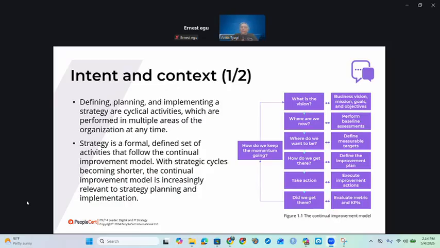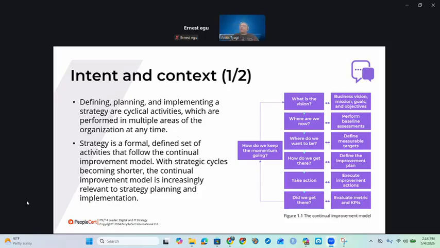Strategy is a formal, defined set of activities that follow the continual improvement model. With strategy cycles becoming shorter, the continual improvement model is increasingly relevant to strategy planning and implementation. Well, that is absolutely true. You may have seen this with such a vast experience. You may have understood that traditionally organizations used to have a long-term vision, what they would want to become 5 years down the line, 10 years down the line, right? Things like that. But now the strategy cycles have become shorter.